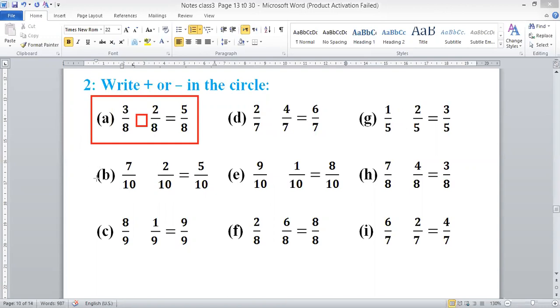Similarly, in part B, 7 over 10 dash 2 over 10 is equal to 5 over 10. So we know that this 5 over 10 is smaller than 7. It means something is being subtracted from 7. Therefore, it means 2 is being subtracted from 7. 7 over 10 minus 2 over 10, that is equal to 5 over 10. 7 minus 2 equal to 5.